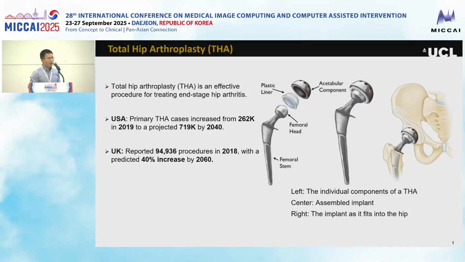Total hip arthroplasty is an effective procedure for treating advanced hip arthritis. It mainly involves replacing the hip joint with a prosthetic implant, and the number of primary THA has been rising dramatically worldwide.